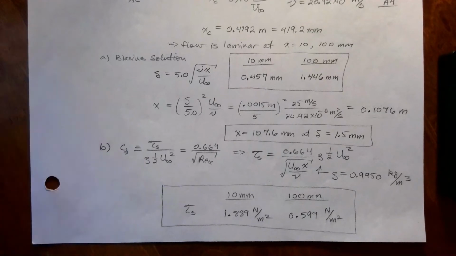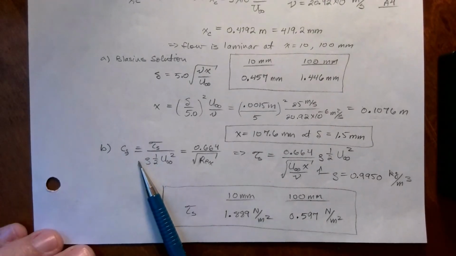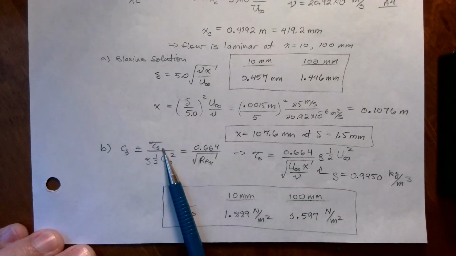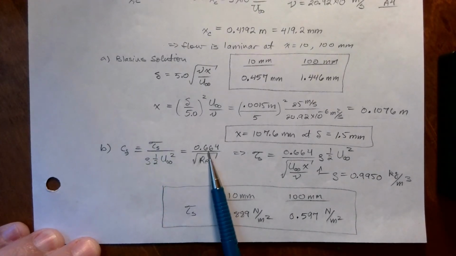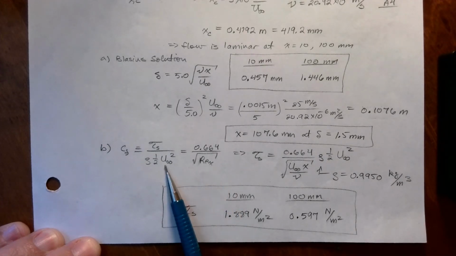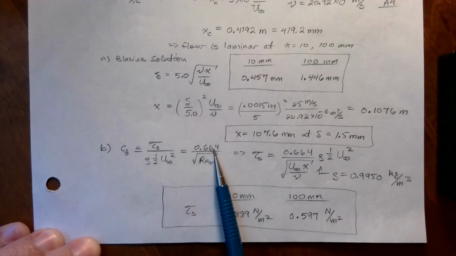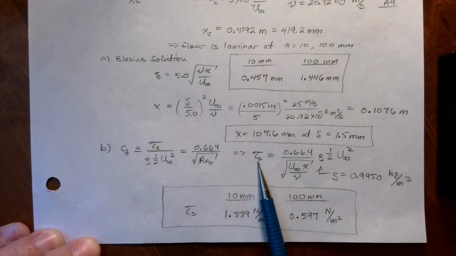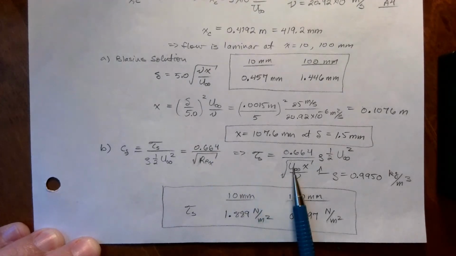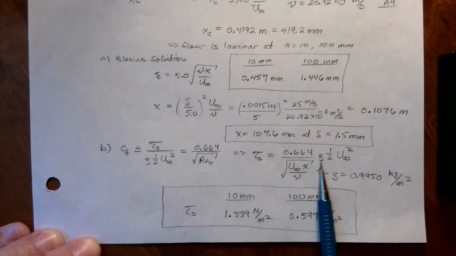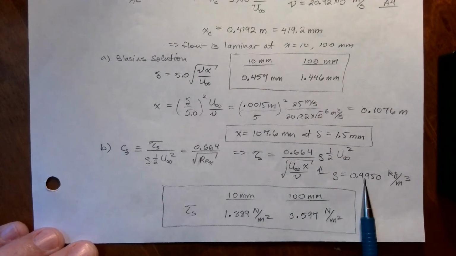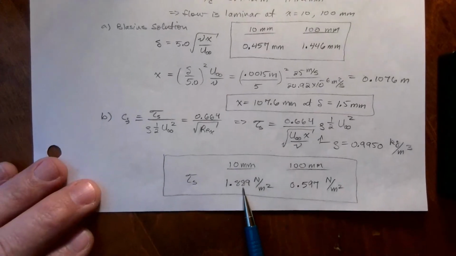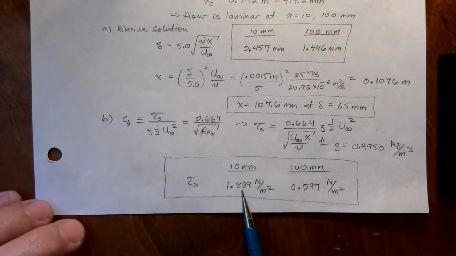For part B, to come up with a shear stress, we need to use the friction coefficient. The definition of the friction coefficient is the local shear stress, and it's 0.664 times Reynolds number to the minus 1/2. Take this to the other side of the equation, and that gives us an expression for the shear stress as a function of x. We are going to need the density, so we need to look up the density at the film temperature. But now we can calculate values for the shear stress at those two locations.